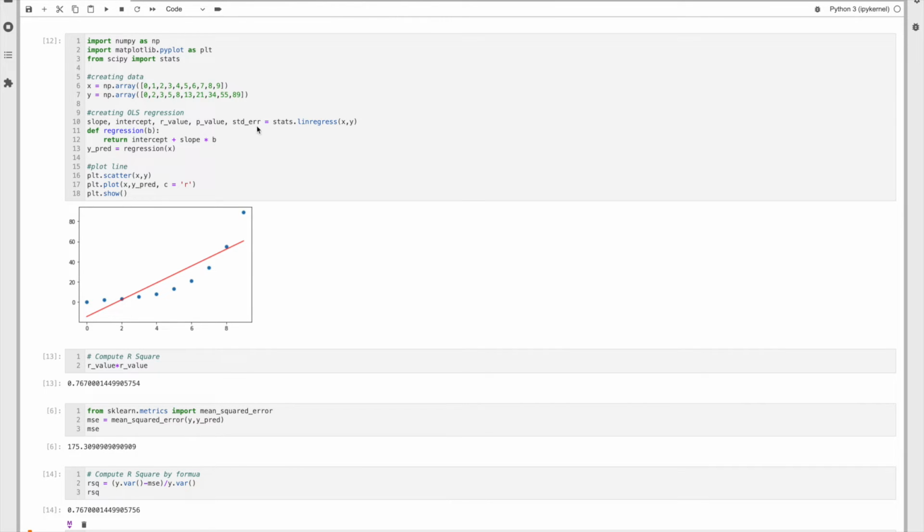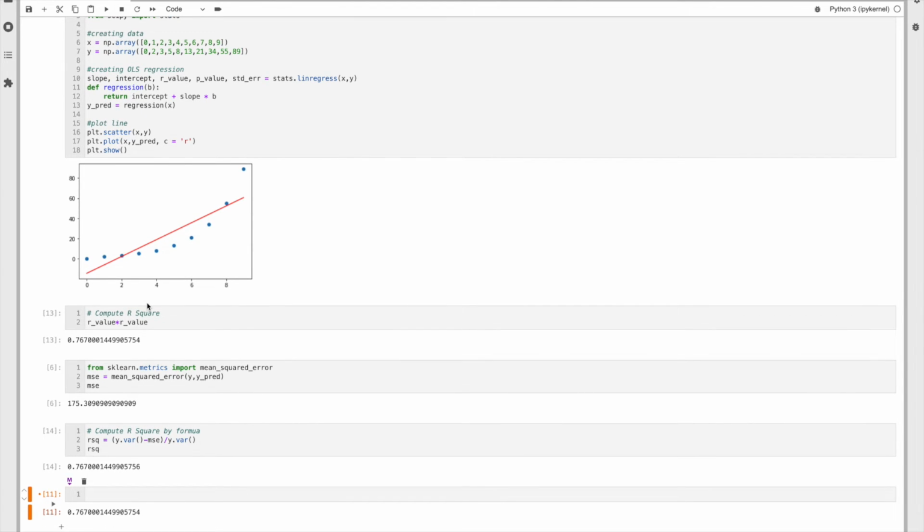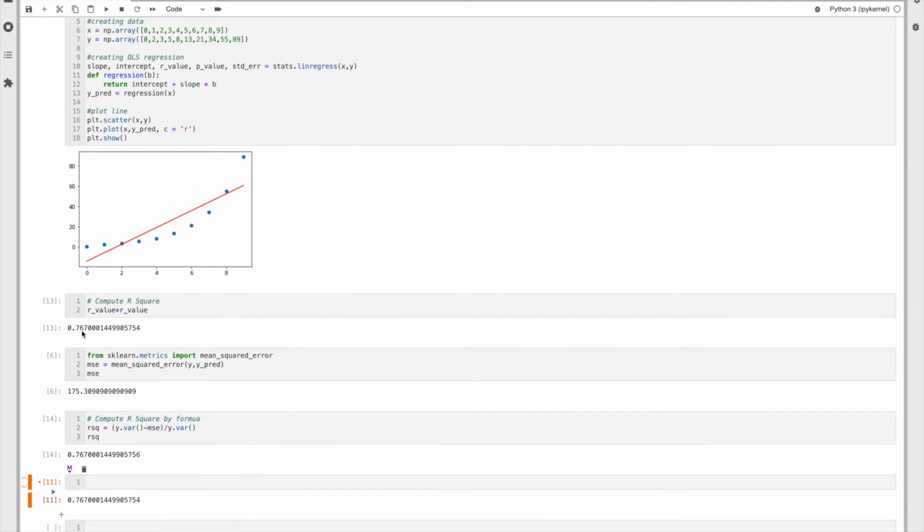We will use the linear regression from the stats library to compute the slope, intercept, R square, and p-value of the regression line. We then define a simple regression function to return the predicted value. We plot the regression line and the data points as shown below. So the R square value of the regression line is given by 0.767.